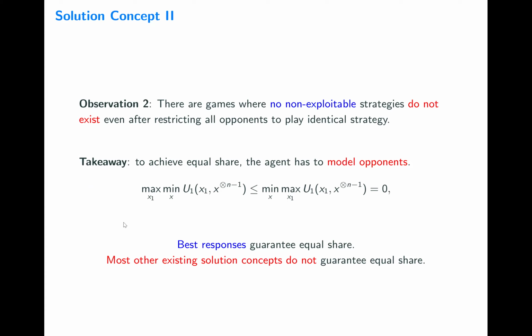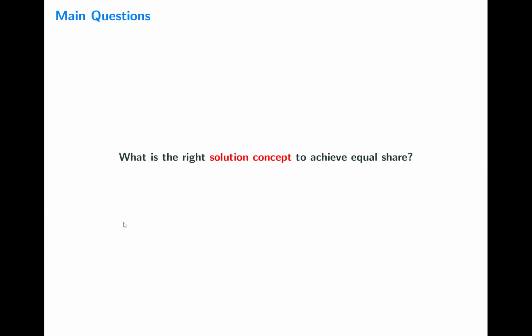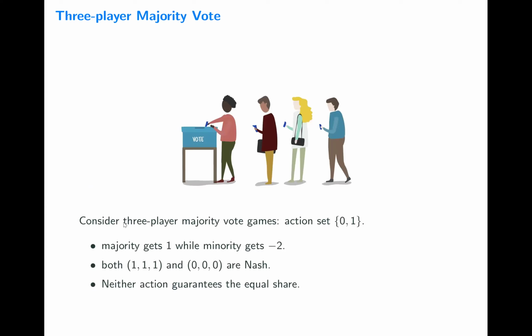For the main agents, in order to achieve the equal share, you have to somehow have knowledge of the opponent. I think the counter example here, the 3-player majority votes, where neither player will guarantee the equal share. The major problem is you don't really know what your opponent is playing. If you don't know what the opponents are playing, no matter what action you play, you may not guarantee the equal share.